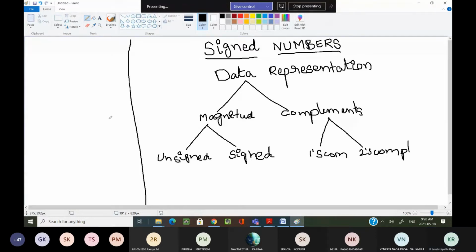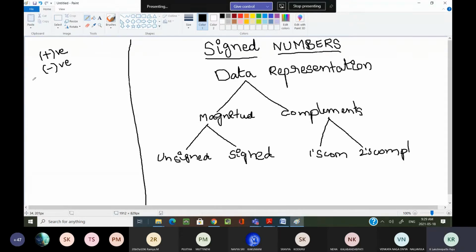Now, as a human being, we know, or we have learned, whether the given number is a positive number or negative number. How are you identifying it? By seeing the sign. By seeing the sign, I can clearly say whether the given number is positive or negative.